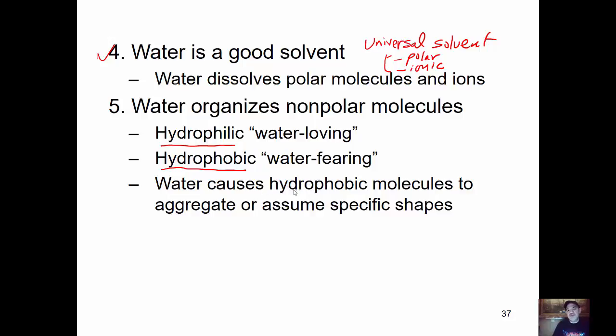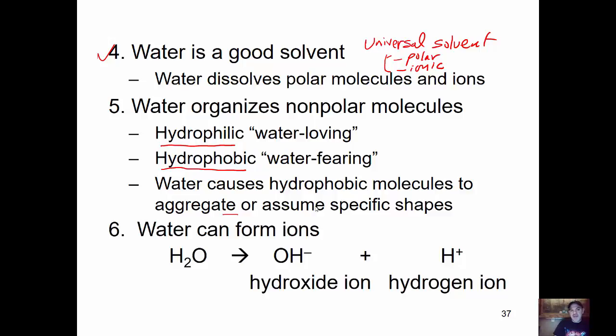Whenever you get hydrophobic molecules in water, they're going to tend to stick together with each other and try to move away from the water. So in this sense, the water's polar nature helps to organize these hydrophobic molecules and gets them to group together into specific shapes. We'll see later that's going to be relevant to the cell membranes when we study cells.